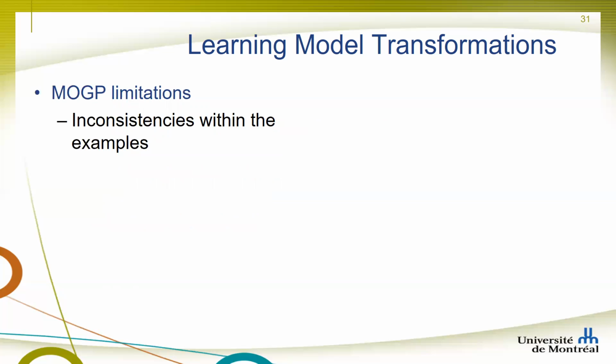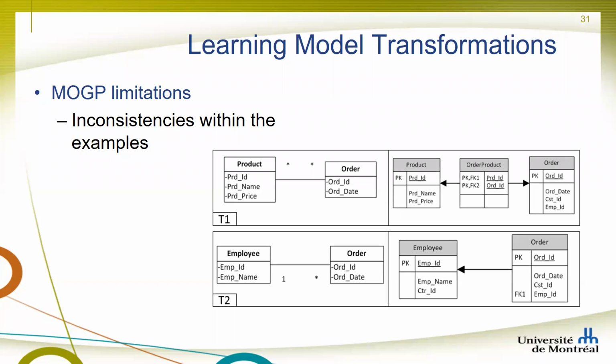Some limitations: inconsistencies within the examples. When we have the examples, sometimes in one example the source gives something, and in another example the same source gives something else. So we have to manage this inconsistency. Here is an example. We have an association between two classes. In one case, it creates a new table. In the other case, we don't have this table. The difference between the two is the properties of this association: we have many-to-many, and we have one-to-many. So we have to deal with this situation.